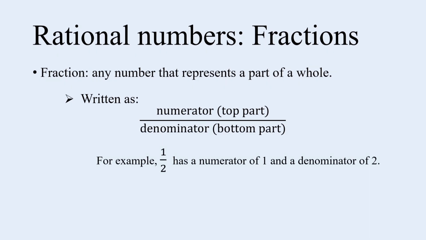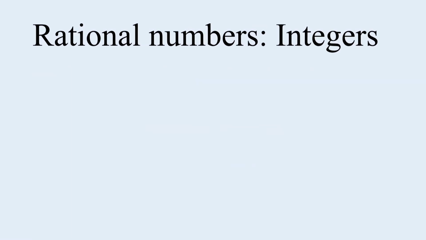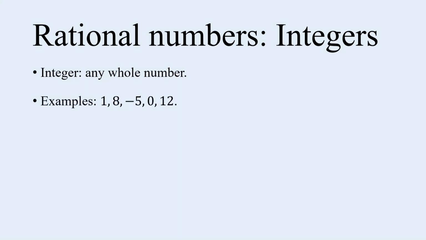For example, 1 over 2 has a numerator of 1 and a denominator of 2. Examples of fractions include 5 on 6, negative 2 on 7, and 4 with 1 on 3. Now let's move on to integers. An integer is any whole number. So, examples of integers would include 1, 8, negative 5, 0, or 12.